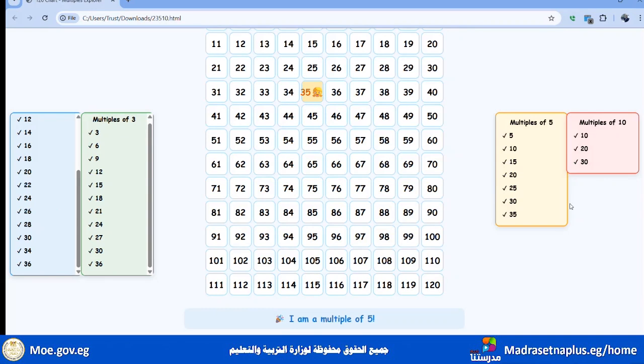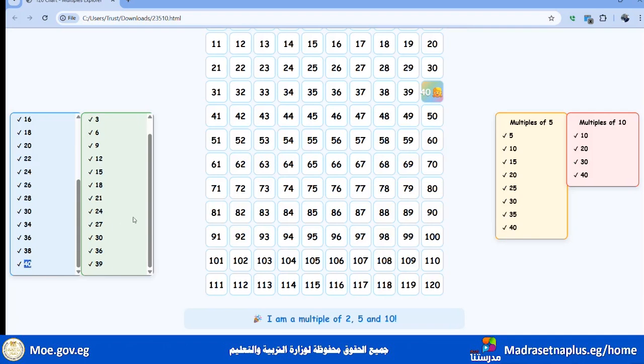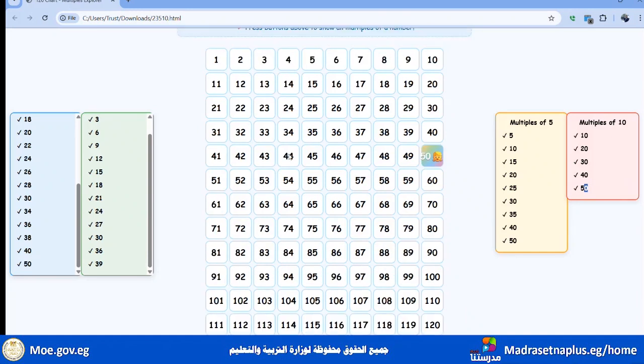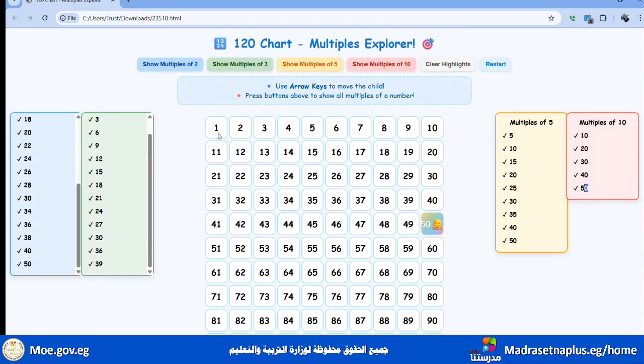Another question for you. What about the number 40? 40 is a multiple of 10. It's also a multiple of 5, and a multiple of 2, an even number, but not a multiple of 3. If I go down one step, 50, we can see 50 in multiples of 2, multiples of 5, and multiples of 10.